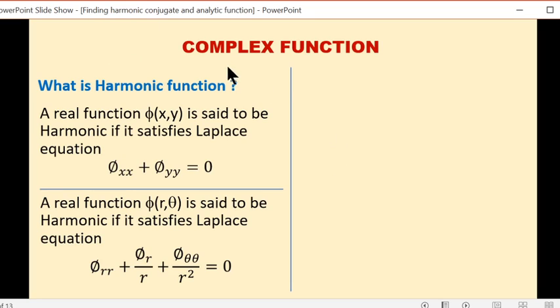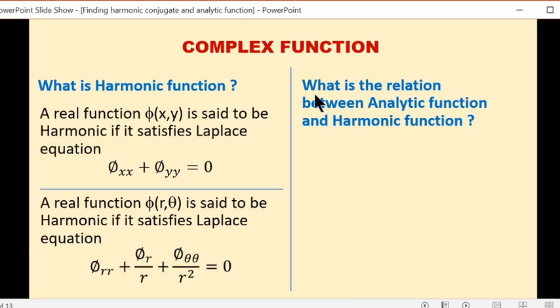Okay, now we are in the chapter of complex function, and we have defined the term harmonic function which is applicable for a real function. This is a bit confusing, isn't it? बात तो हम कर रहे कॉम्प्लेक्स फंक्शन की. अब इसमें हमने ये जो टर्म है डिफाइन किया है रियल फंक्शन के लिए, So how is this relevant? Okay, so for that let us see the relation between analytic function and harmonic function.